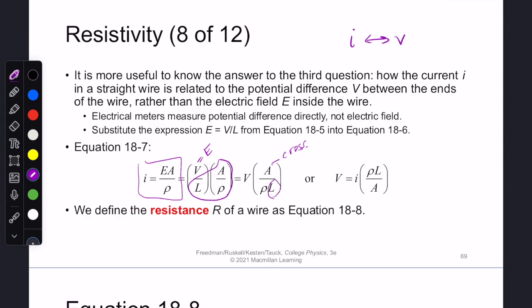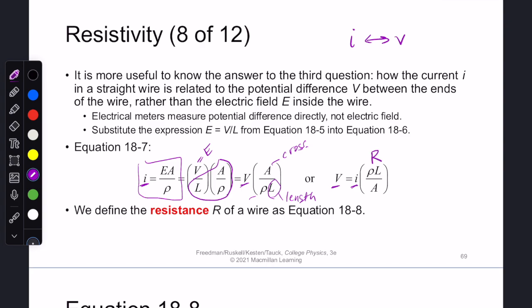This is the length of the wire. And then this is that material parameter, resistivity. So what you can see is that the current is proportional to the potential by this group of constants. If we rearrange it and put V over here on the left-hand side and I on the right-hand side, then that becomes rho L over A. It's just mainly rearranging some algebra.